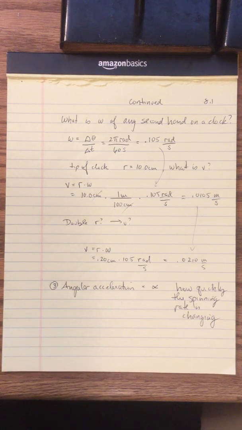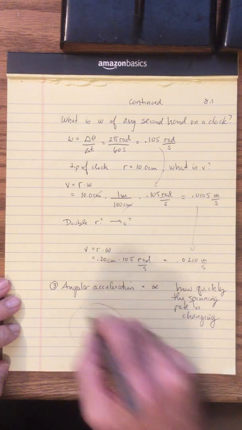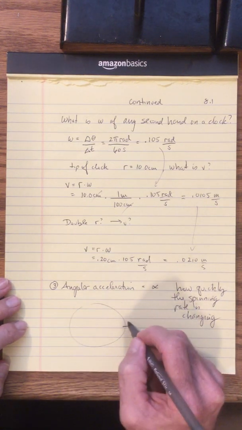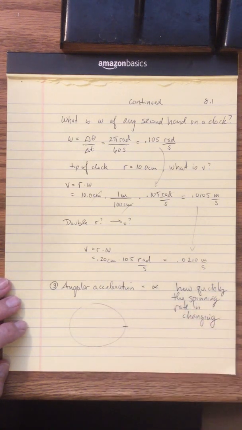So it's just like your normal acceleration. How quickly is your velocity changing per time? This is the same thing. How quickly is our spinning rate changing? So very similar to angles, where we had this is going to be our zero, and this direction is going to be the positive angle. This will be the negative angle. It's the same thing for the angular acceleration.